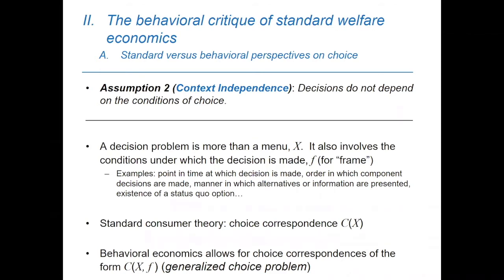Now, in standard consumer theory, we write the choice correspondence as capital C of X. C maps menus into the items chosen from those menus. Behavioral economics, in contrast, allows for choice correspondences that take the form C of X comma F. In other words, the item chosen from X may depend not only on the menu, but also on the frame. And we call this a generalized choice problem.